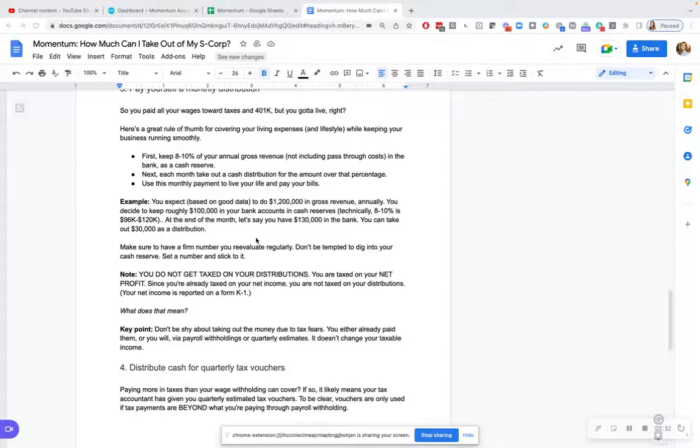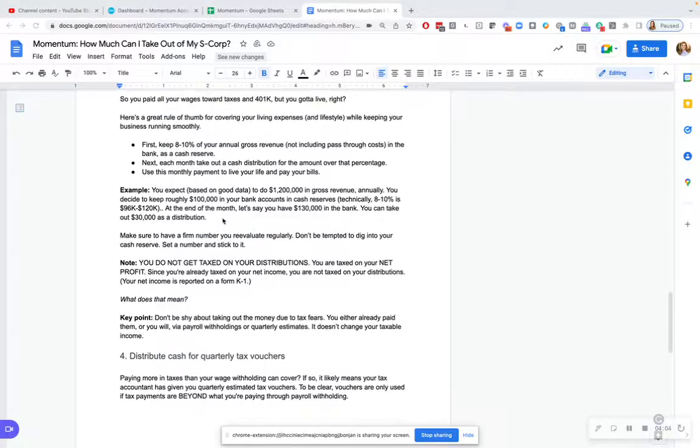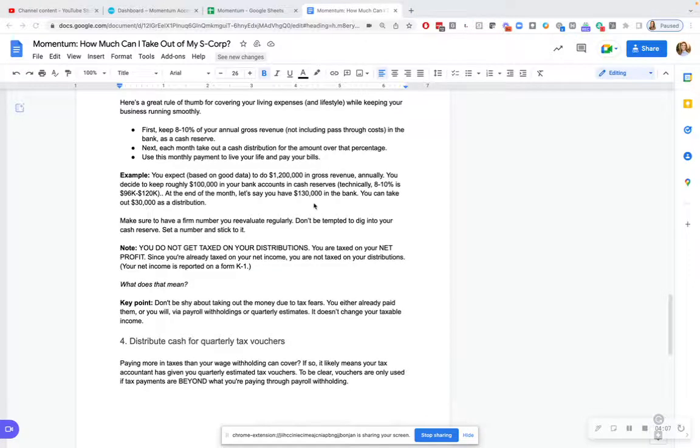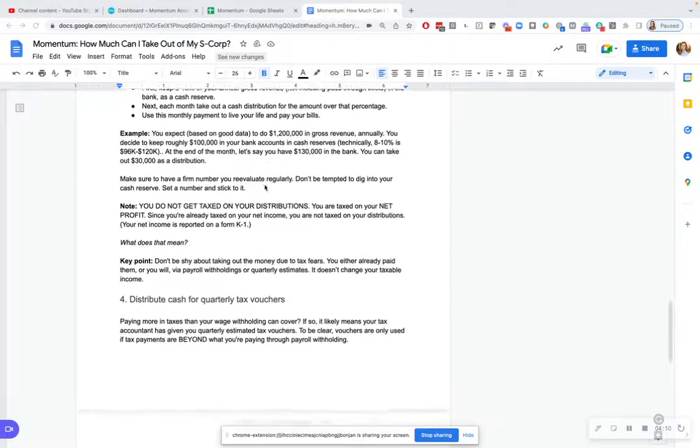So as a rule of thumb, I would say 8 to 10% of your gross revenue. An example would be if your revenue is 1.2 million annually, keep 8 to 10% of that, which would be anywhere between 96,000 to 120K in the bank account at all times. So in this example, let's say you decide, I have 1.2 million revenue annually in the last 12 months, I'm going to keep $100,000 in the bank. I'm not going to touch it in reserves. So let's say at the end of the month, you have $130,000 in the bank. Go ahead and take that out as a distribution.